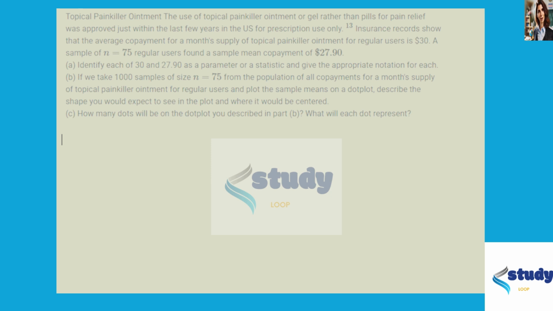In part A, we are asked to identify each of 30 and 27.9 as a parameter or a statistic, and give the appropriate notation for each. So, using the insurance records, they have access to all of the data, so they would be able to calculate the population mean. So, we would have mu equals 30 is the population mean, and then the sample mean from the 75 users surveyed would be the 27.9 or 27.90.